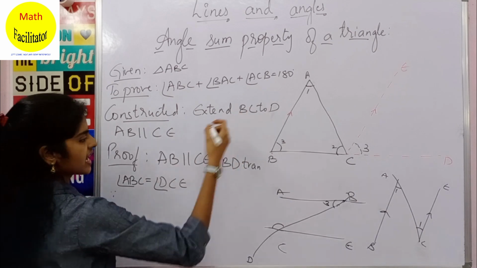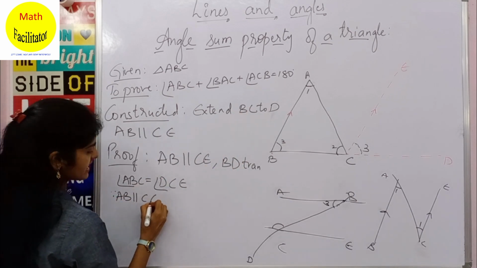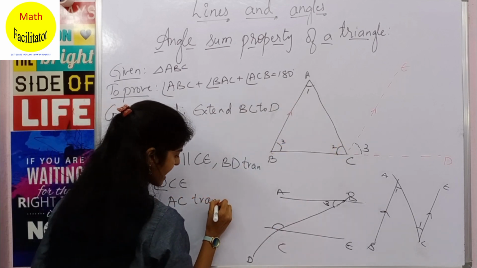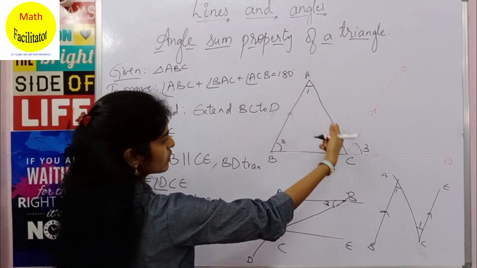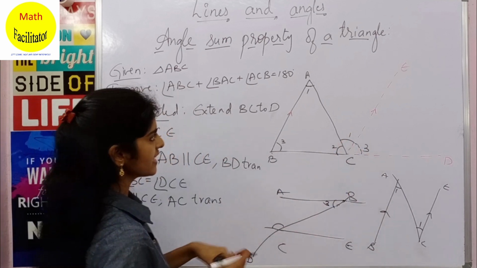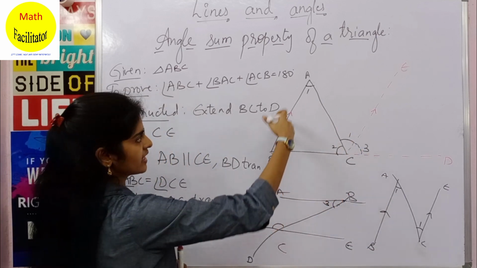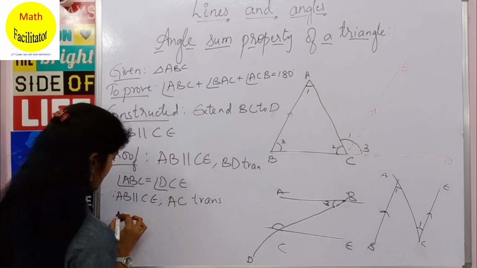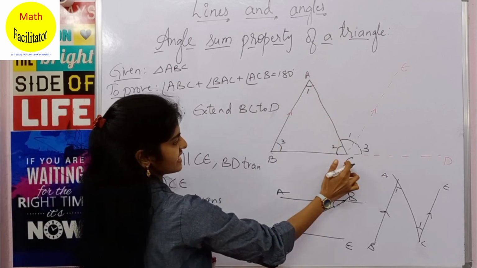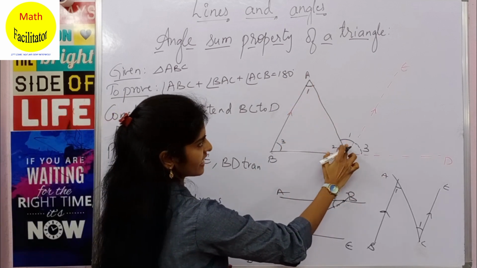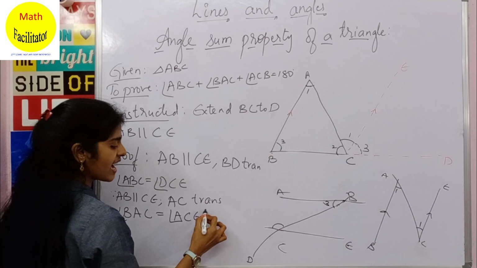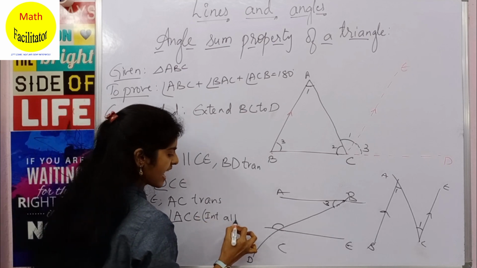Now since AB is parallel to CE and you are considering AC as a transversal, what happens? Angle 1 will be equal to this. This will be angle 1, the same thing. Why? Because they are alternate interior angles. Now let us write the angle. This is angle BAC. Angle BAC will be equal to this angle, which is nothing but ACE. It will be equal to angle ACE. Why? Because they are alternate interior angles.